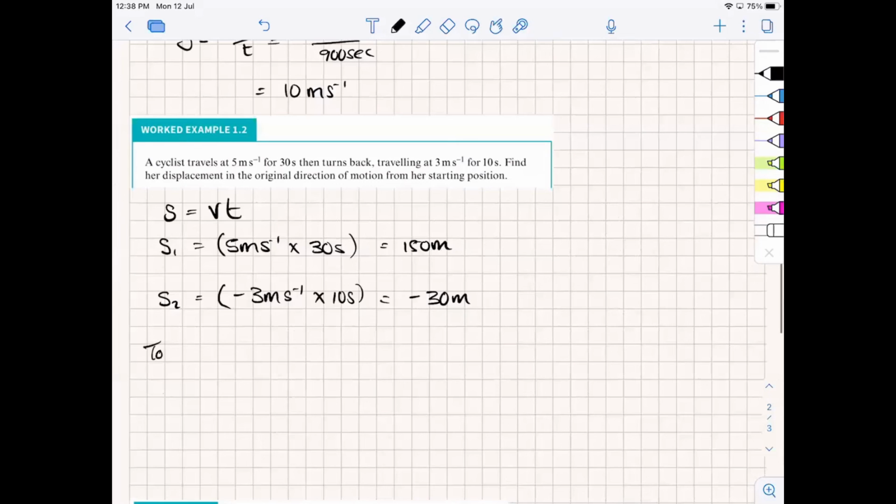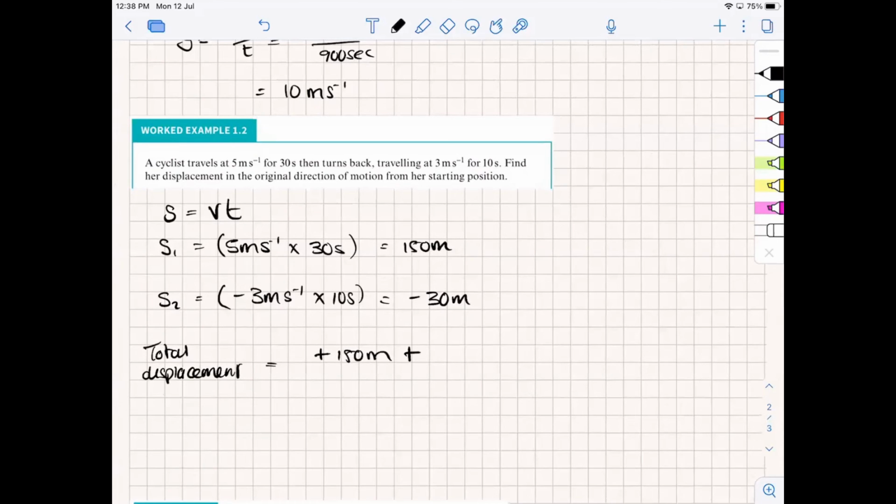So my total displacement will be equal to positive 150 meters plus minus 30 meters. That's going to give me 120 meters displacement. So she's 120 meters from where she started.